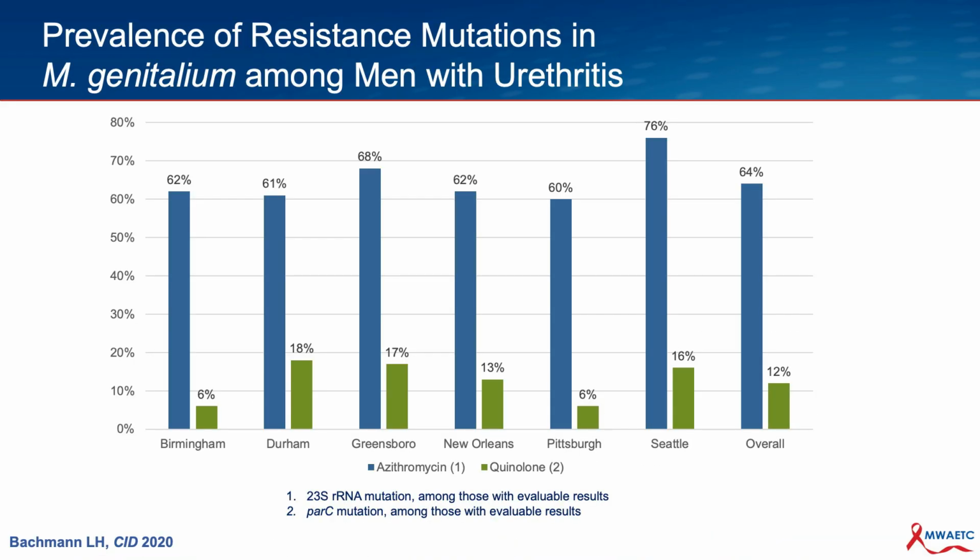This figure illustrates azithromycin resistance in the blue bars at STI clinics in men presenting with penile urethritis, and then concurrent quinolone resistance. So you can see quinolone resistance, moxifloxacin being one of them, is lower than azithromycin, which is why we base our empiric treatment on moxifloxacin now.